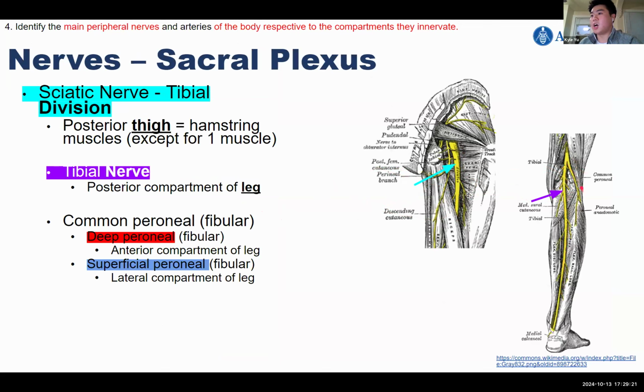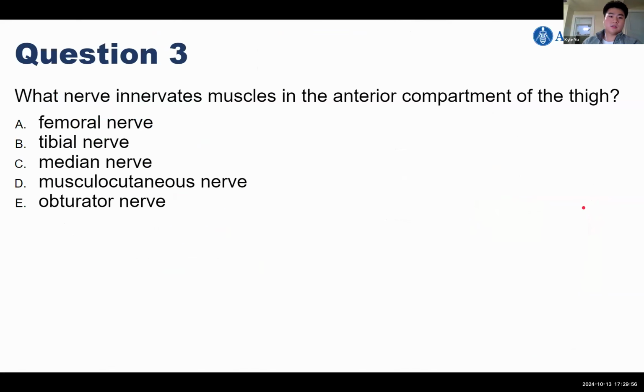And then it will also branch into the common peroneal or fibular. Depending on what text you use, peroneal and fibular are the same thing. So it just depends on what source you're looking at. The common fibular will then divide into the deep and superficial fibular nerves, and they'll supply the anterior and lateral compartments of the leg respectively. You can't really see it on here, so I just put the arrows as an estimation because it'll wrap around to the front and then branch off into the deep and superficial branches, but around there-ish they'll branch off.